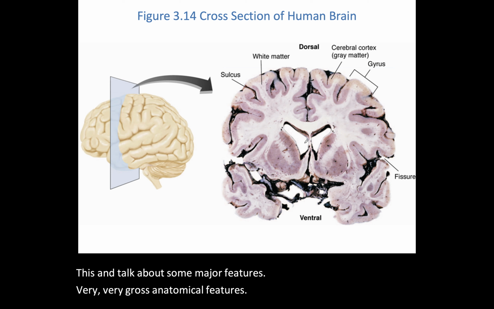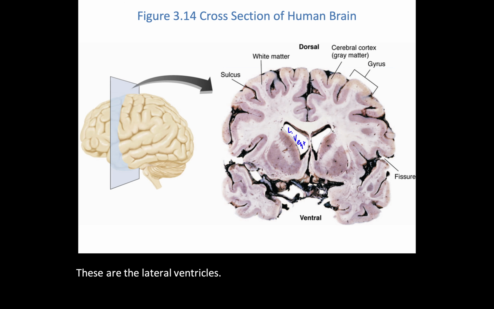Okay, let's start here. These apparent holes, these are the lateral ventricles. All this dark tissue, these are meninges and vascular tissue. Not really relevant. What else do we see? You see that there are different color tissue.